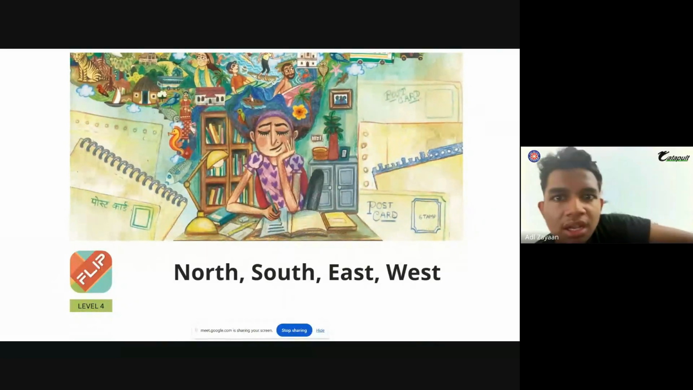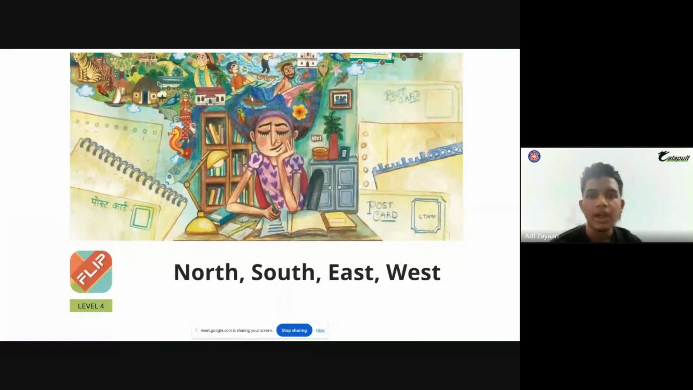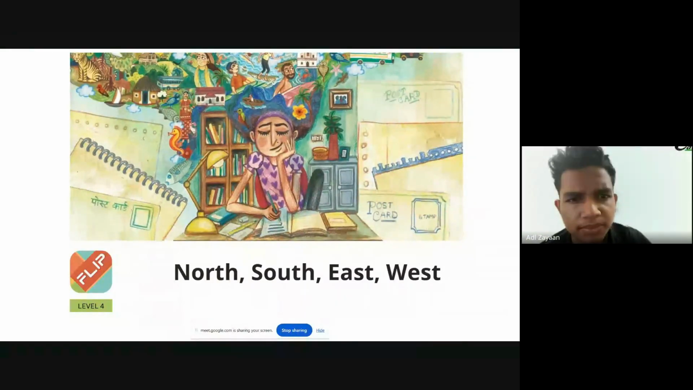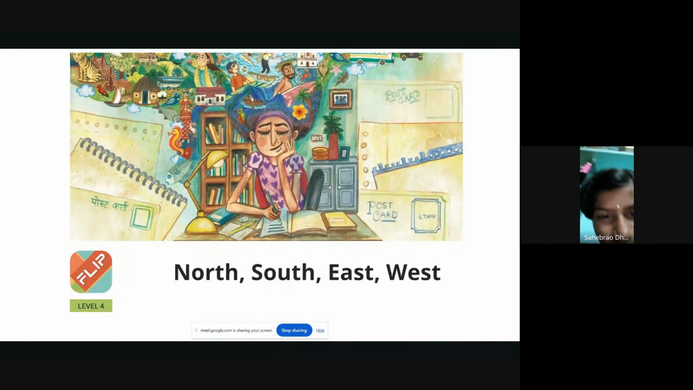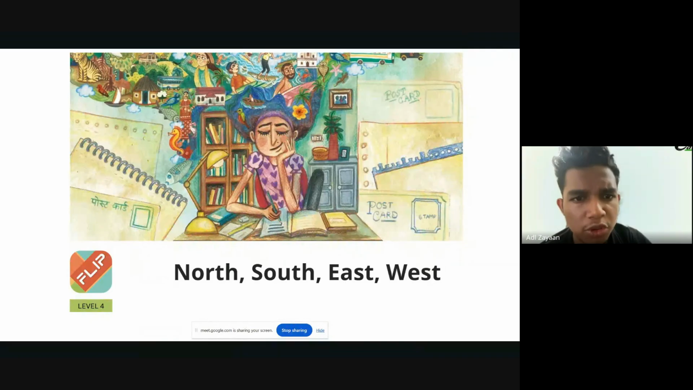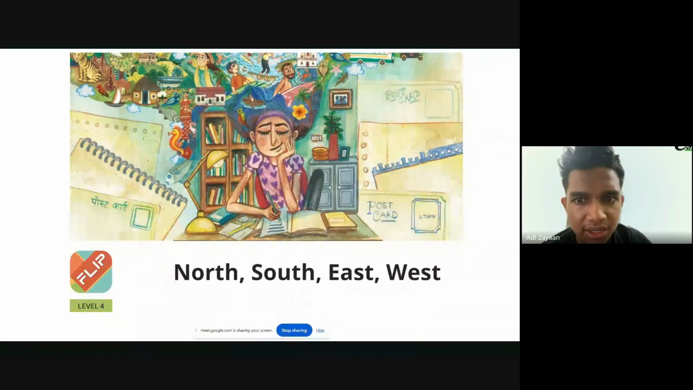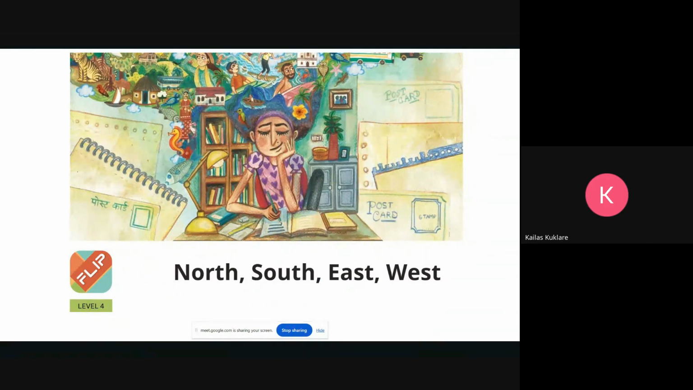Okay. So you guys can see a picture right now, right? What do you guys think this story will be about? There is one girl. Is she reading the books or is she writing postcards? On the left side and right side you can see a postcard, stamp and writing a card. Okay, she's writing a postcard.